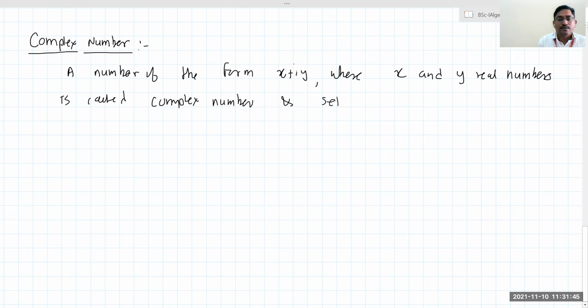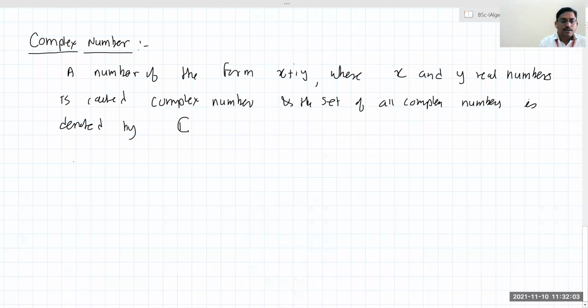And the set of all complex numbers is denoted by C. You just write capital C notation. That is the complex number set. Now I am saying set, not number. Complex number set is defined like this.